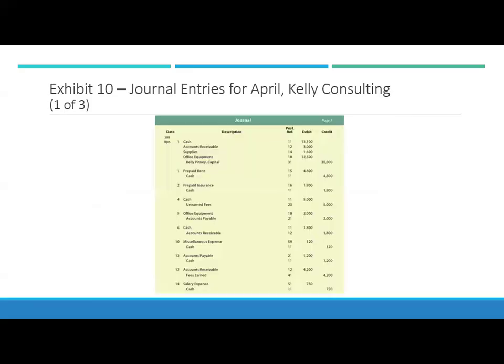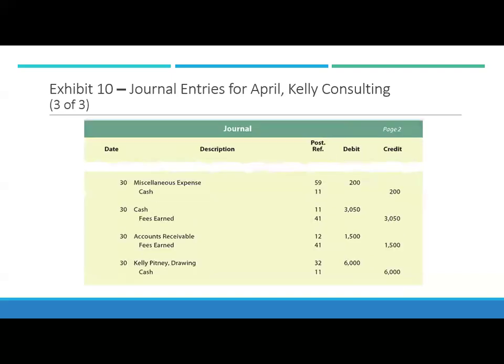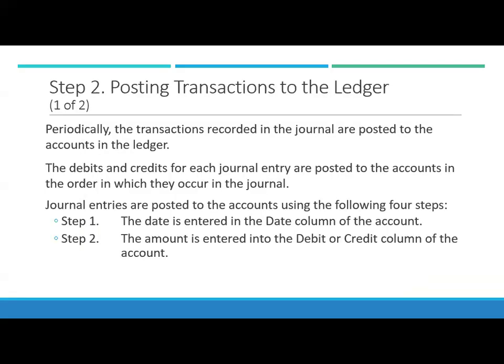For example, purchasing some prepaids, those stand out, especially because we notice that we're going to need adjusting entries later. So prepaid rent, prepaid insurance, probably going to have an office equipment depreciation entry later. But anyways, we're making all of these accounts. We have a drawing down here. And then we post all of our transactions to the ledger.